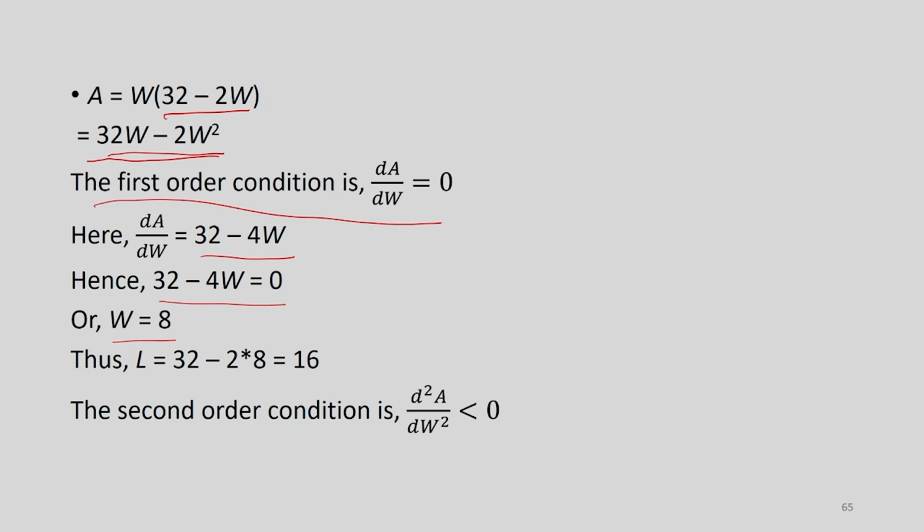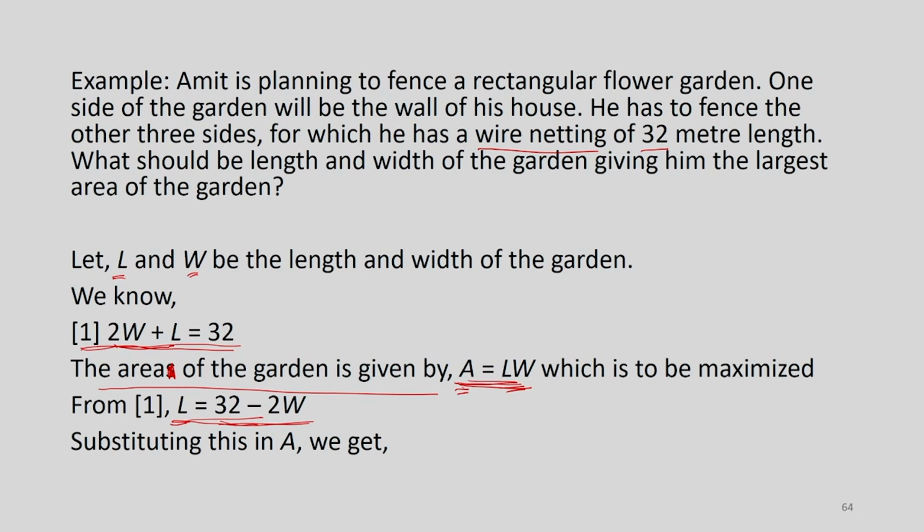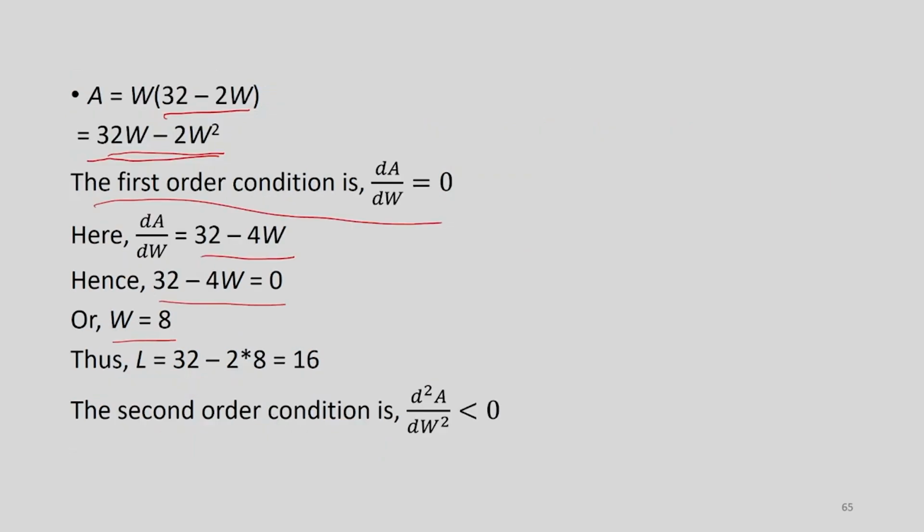And what is the length? Remember, I know L as a function of W. L is equal to 32 minus 2W. So I will substitute the optimal W here. It will give me 32 minus 2 multiplied by 8, which gives me 16. So these are the solutions. The width should be equal to 8 meter, and the length should be equal to 16 meter.